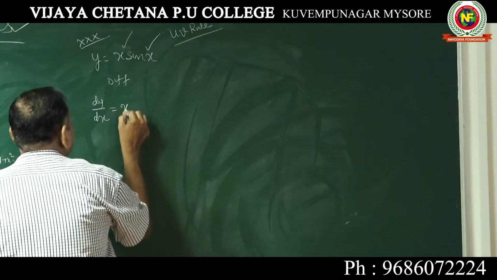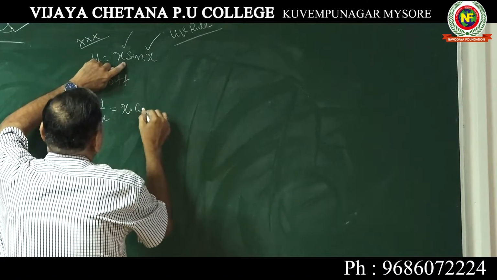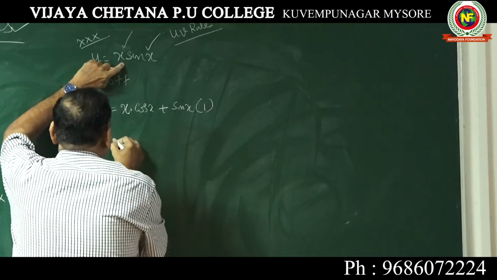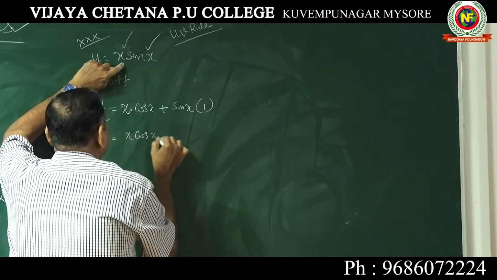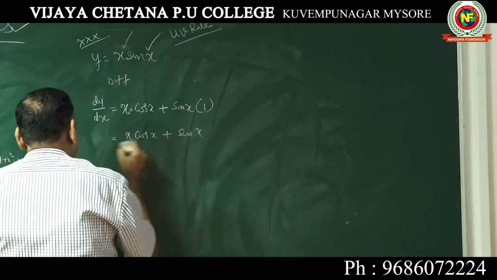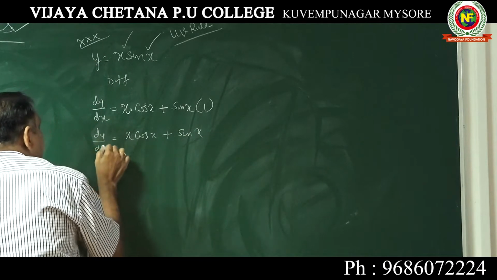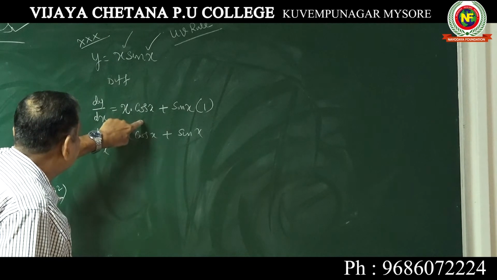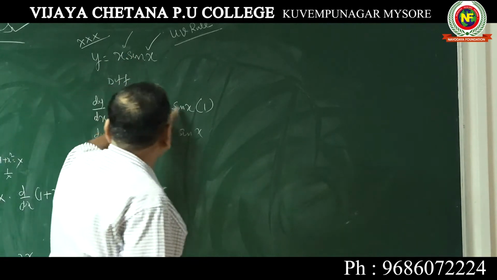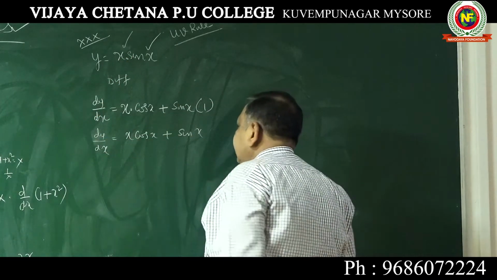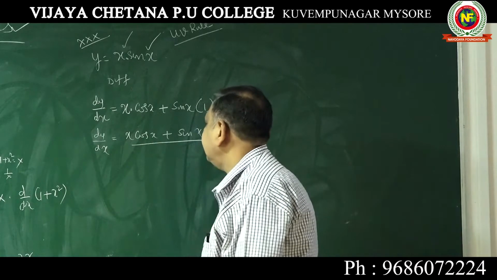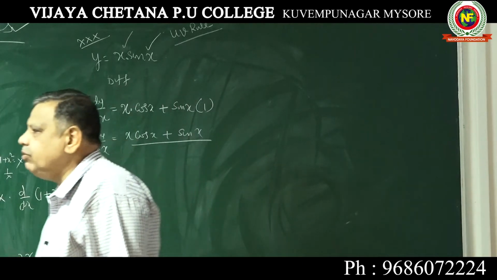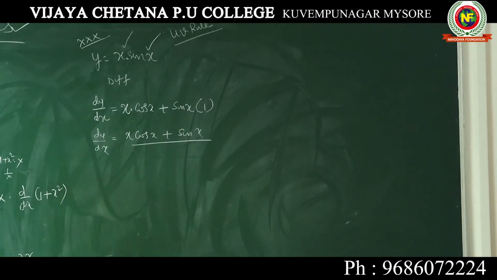So dy by dx will be x into the differentiation of sin x, cos x, plus sin x into the differential coefficient of x, which is 1. So it is x cos x plus sin x. This into the differential coefficient of this, plus this into the differential coefficient of x, that is 1. This is what you got, only the first derivative. You have to go ahead and find out the second derivative.